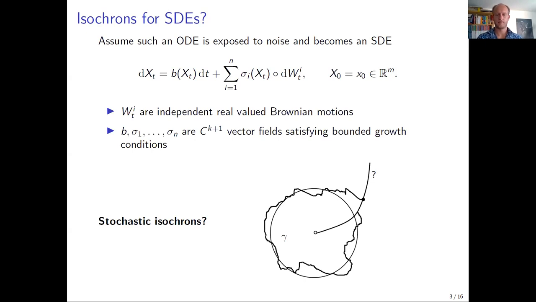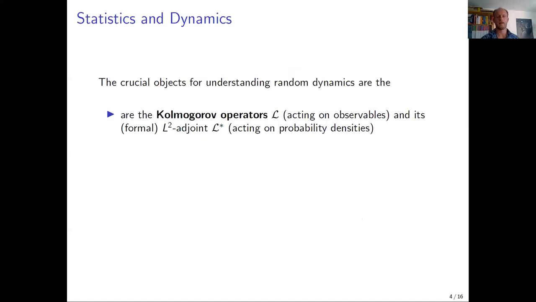And for such a problem, the question has been how to define stochastic isochrons. And we have seen that there have been several ideas on how to treat this. And the way we treat that now comes from a different perspective. So I want to say that what we have seen before, and has been mainly done by Peter Thomas, Benjamin Lindner, Arkady Pikovsky, was to look maybe more at the statistical properties of the problem, in the sense that the Kolmogorov operators have been looked at.